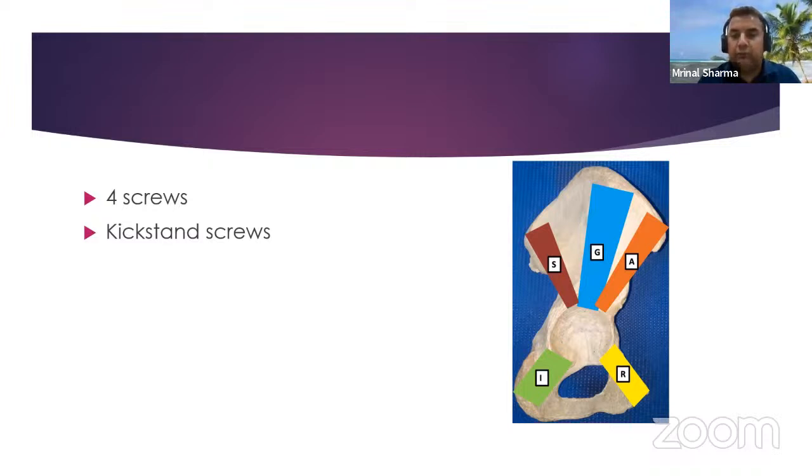If you put these 4 screws, the ones in the pubic rami are called the kickstand screws, which actually help in reducing abduction failures. So these are very important. This is how you can reduce these failures. But sometimes these cases do fail.